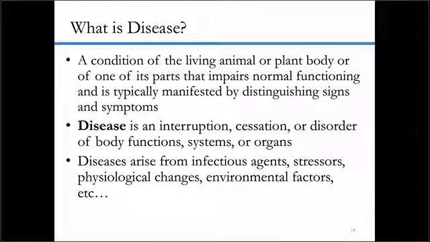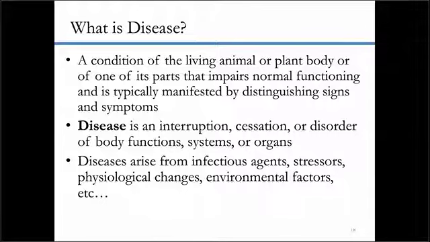Or maybe somebody has type 2 diabetes because they lived in an environment where they mostly had access to processed foods and unhealthy foods. And so that over time has accumulated their risk for developing type 2 diabetes. And diseases can arise from many different places, including infectious agents, stressors, physiological changes, psychological changes, things in our environment that we're exposed to, and so on.